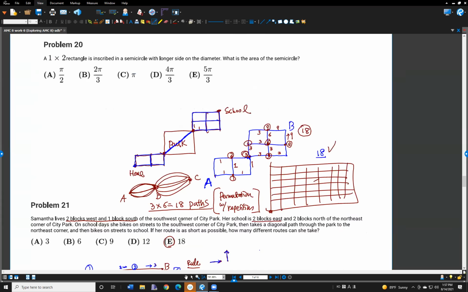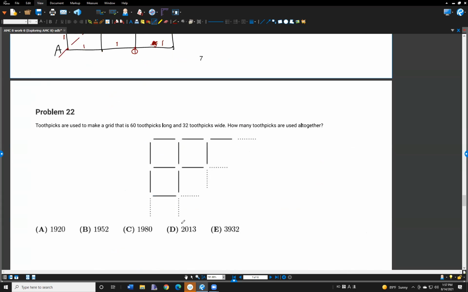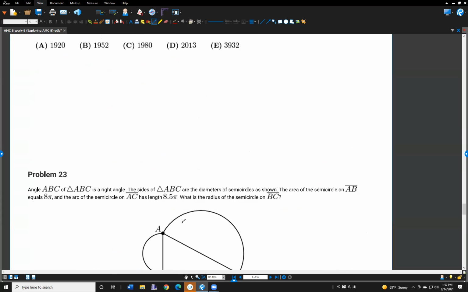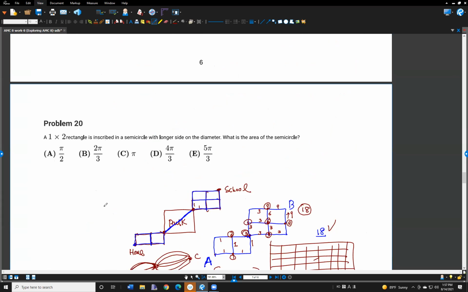Geometry. We did number 20. We did number 21. Number 20 was... wait, we didn't do number 20? We didn't do number 20? Yeah. Okay. You want to try?